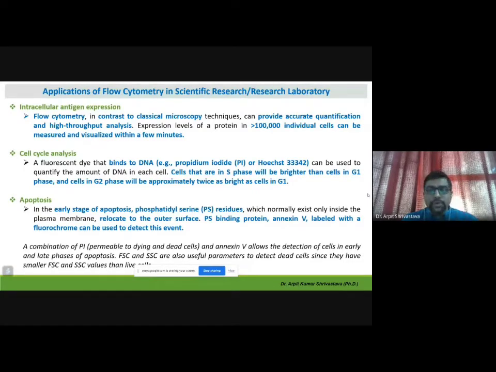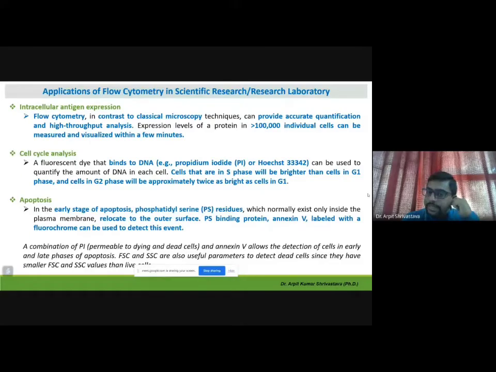Then there is apoptosis. This is also very important: whether cells are dying or not, what phenomena are occurring within the cell population. You can do this apoptosis analysis with the help of flow cytometry. An important note is that with apoptosis, different dyes such as propidium iodide are used, and these fluorescence dyes will also give you a signal.